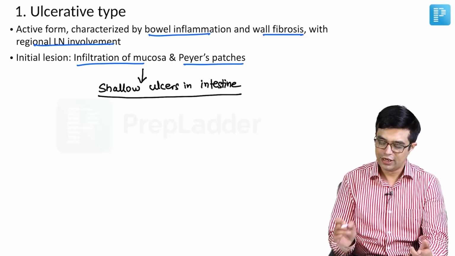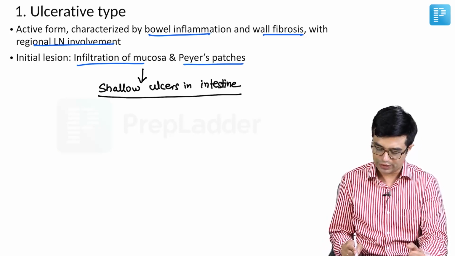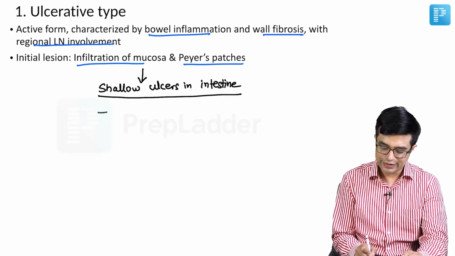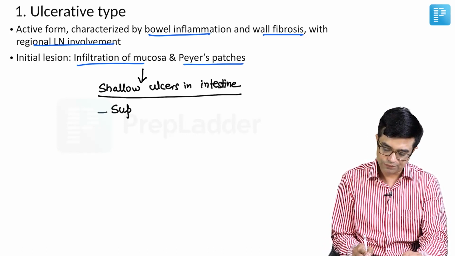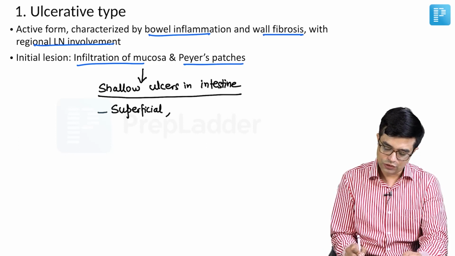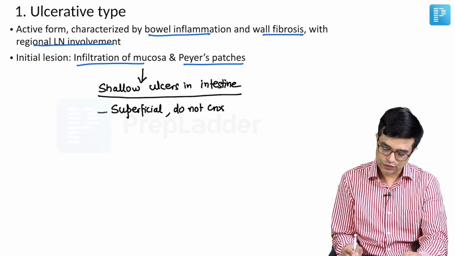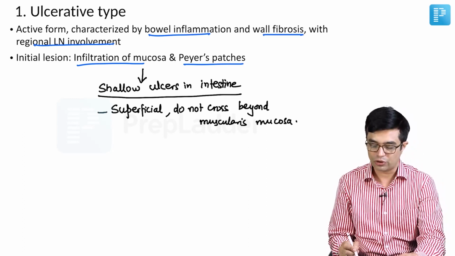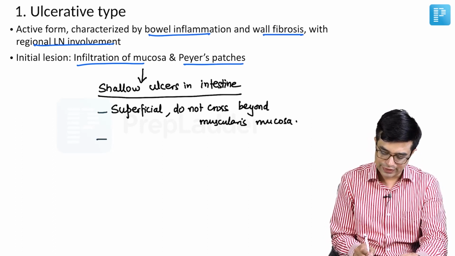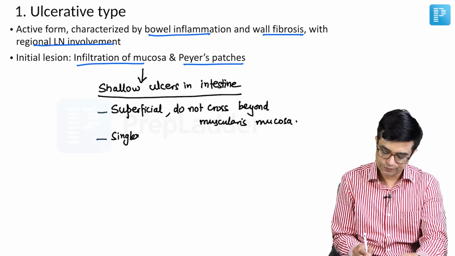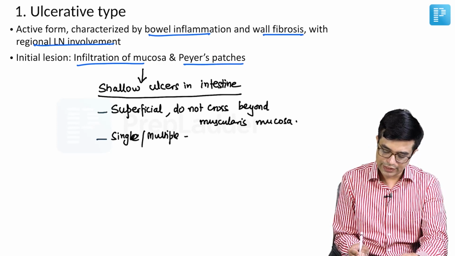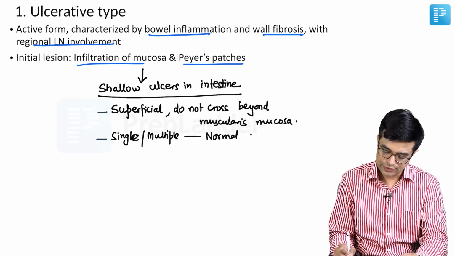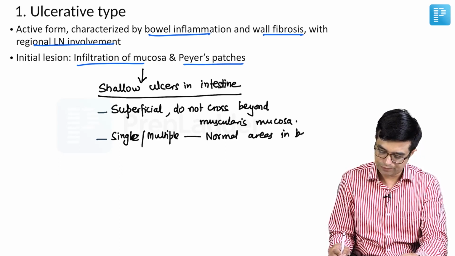So, shallow ulcers will be seen. What are the features of these shallow ulcers? That is important. These ulcers which are formed, first of all, they are superficial, and they do not cross beyond the muscularis mucosa. The muscular layer which is present in the mucosa, they do not penetrate beyond that. Secondly, these shallow ulcers, they are single or multiple, and they have normal unaffected areas in between.